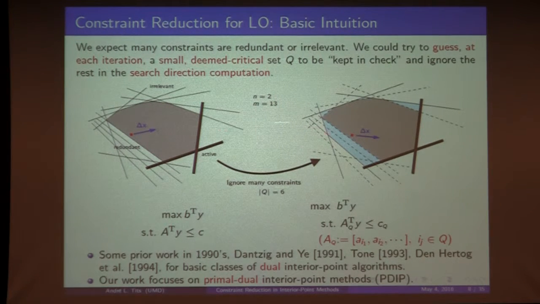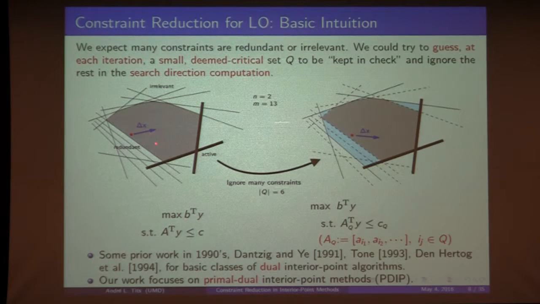So these pictures are both in the dual space. It's the y space. So in the y space, this is the problem. We have inequality constraints. So y lies in R2, in the plane. We have in this case 13 inequality constraints, and we have drawn the constraint boundaries. So the feasible set is the gray region. Okay?